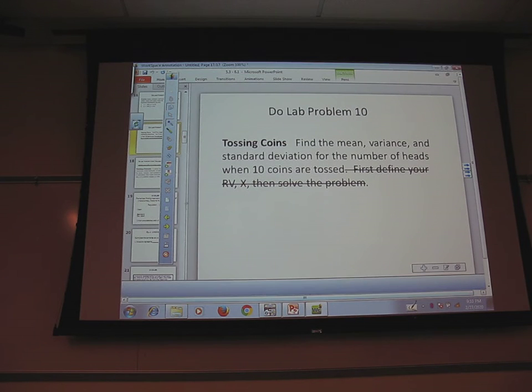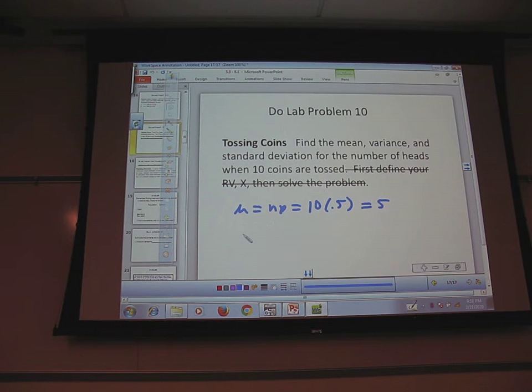This one, mean, variance, standard deviation. So this one, the mean is going to be NP. So that's going to be 10 times 0.55. The variance is going to be NPQ. So it's going to be 5 times 0.5, 2.5. And then the sigma is going to be the square root of 2.5. What did you guys get for that one? 1.58? Okay, yeah. That's good.